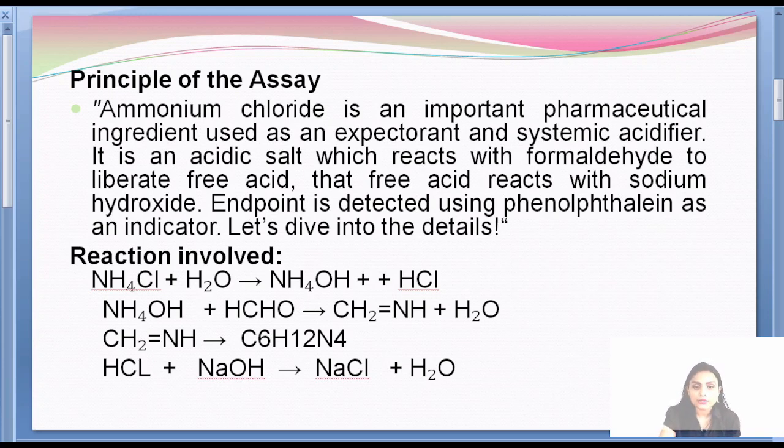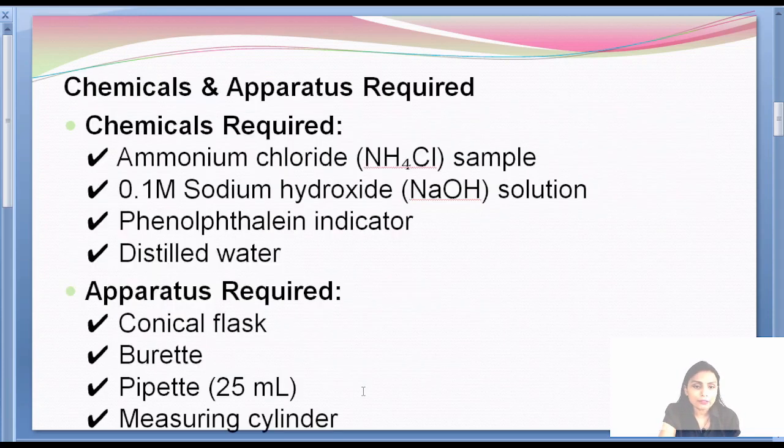Now, it can be discussed with the reaction. Initially, when ammonium chloride reacts with water, it will form ammonium hydroxide and HCl. As we know, acid-base titration means simply the reaction of an acid with a base to form a salt. So the acid which we get from the ammonium chloride will react with the NaOH solution and form the salt.